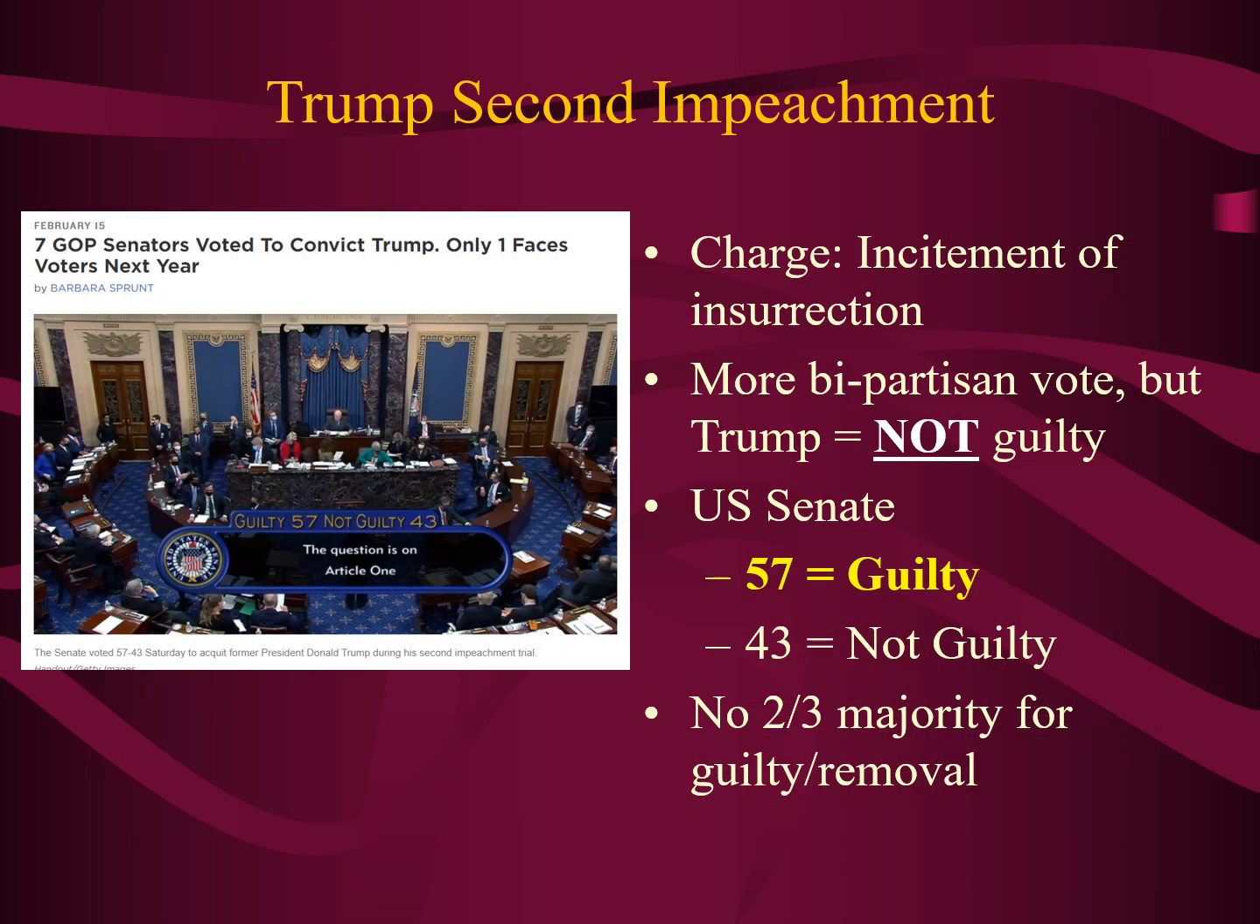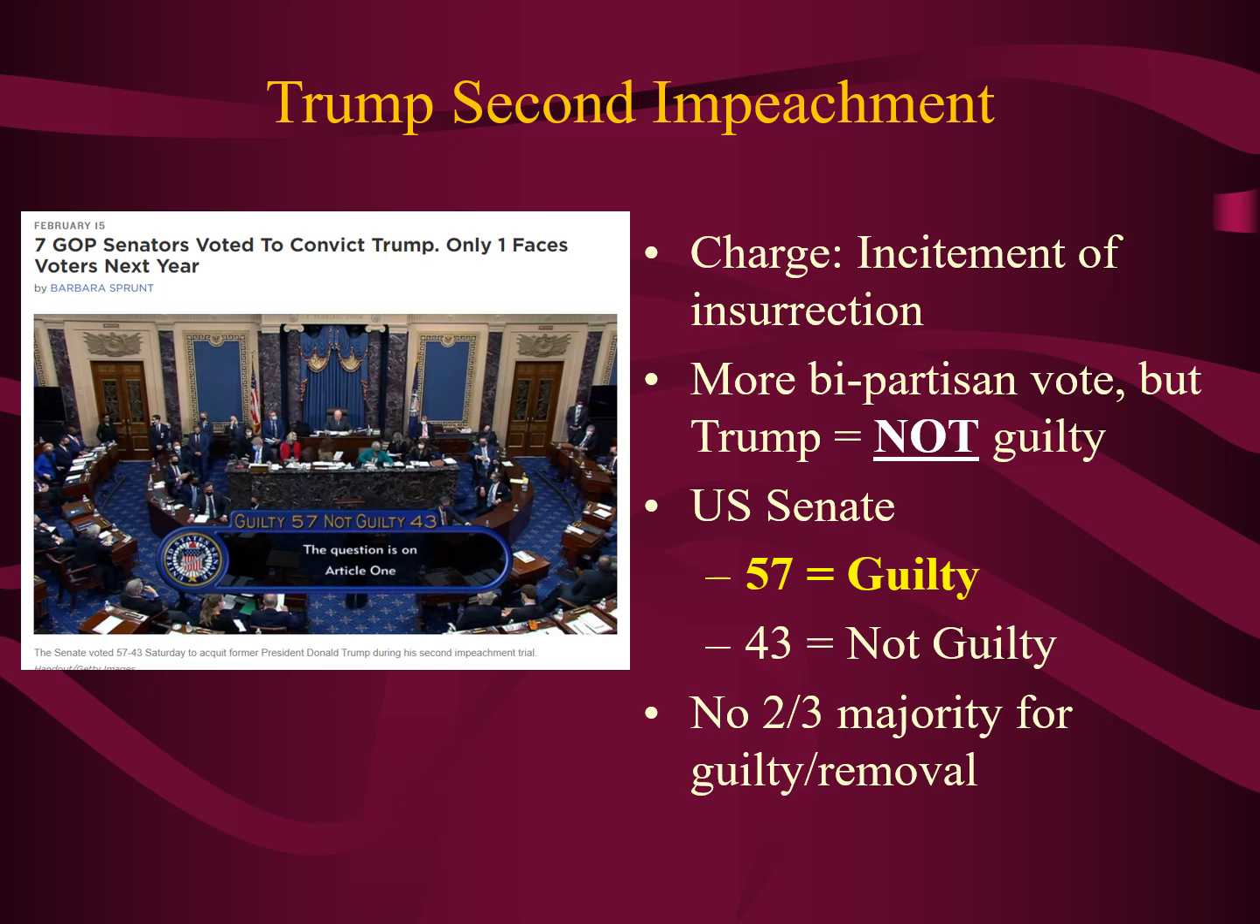Following the insurrection in January of 2021, President Trump was again impeached by the House of Representatives. In this case, it was for the incitement of the insurrection. There was more of a bipartisan vote in this particular case, with more Republicans voting to determine that the president was guilty. However, once again, overall, President Trump was impeached, but he was not found guilty because in order to remove the president from office, a two-thirds majority vote was needed.